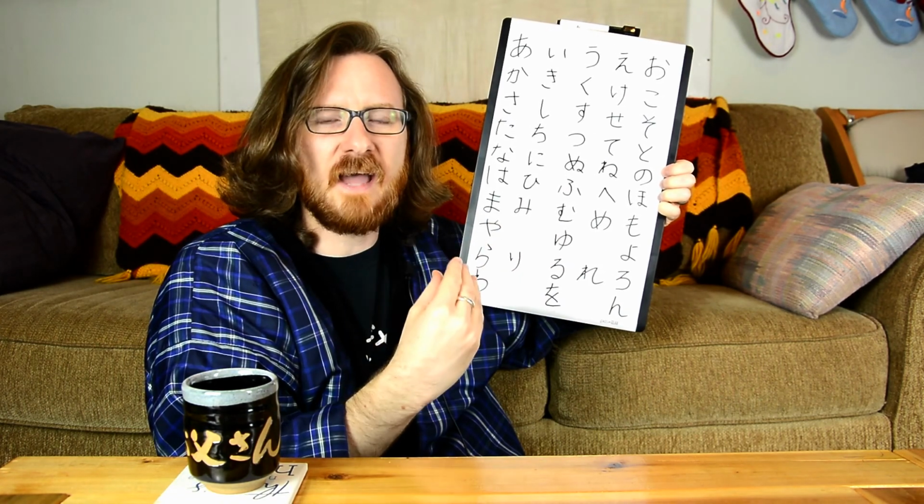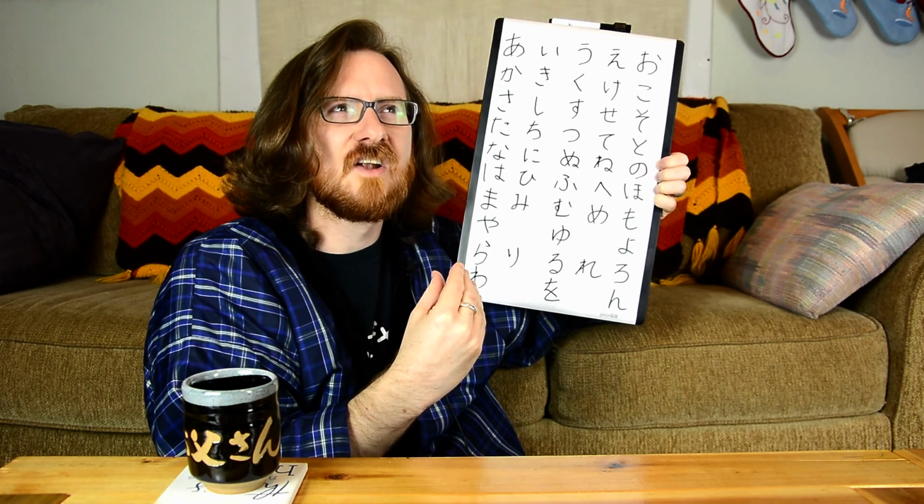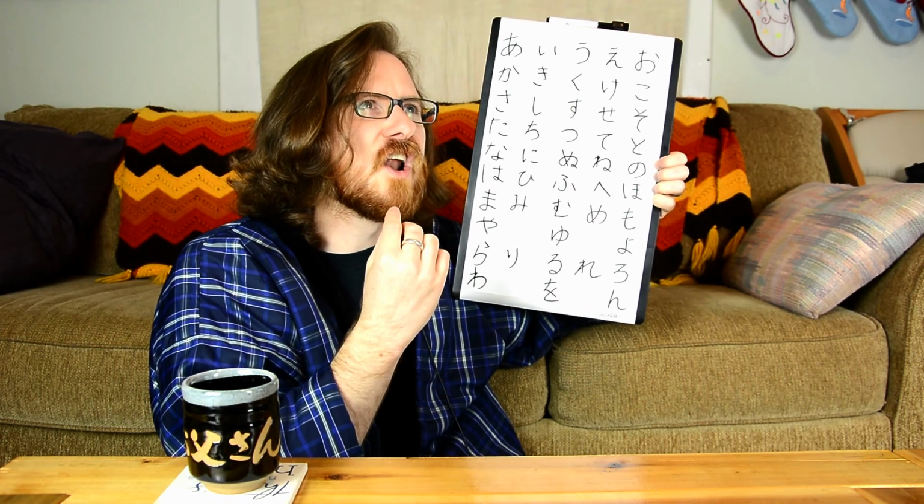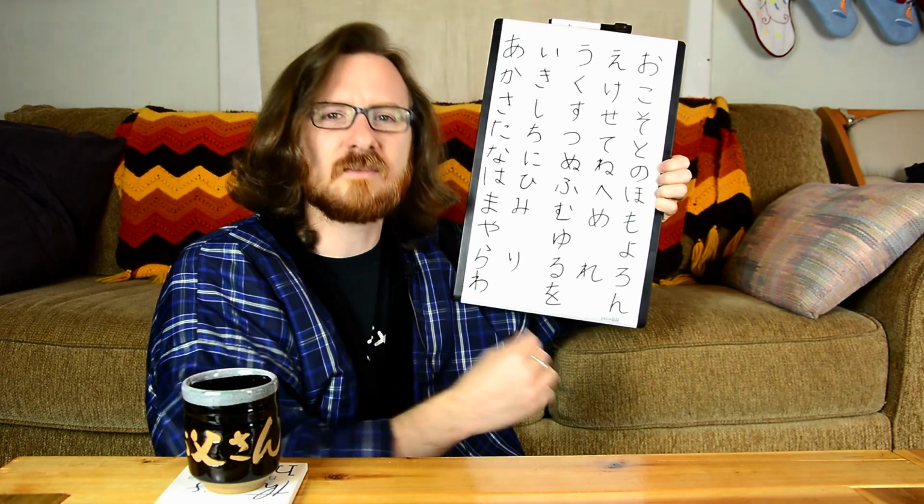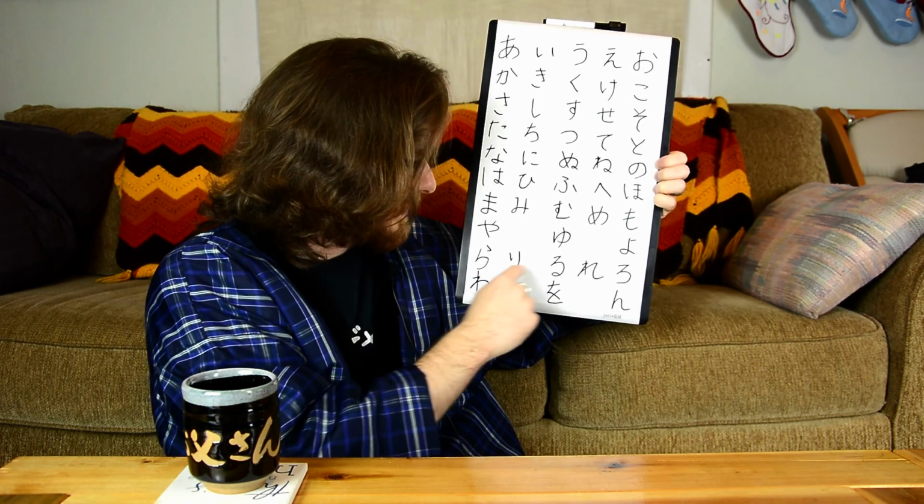So if you can kind of combine the ra and the la to where your tongue is sort of halfway between those two sounds, then you're going to sound right coming out of that. So la, li, lu, le, lo.